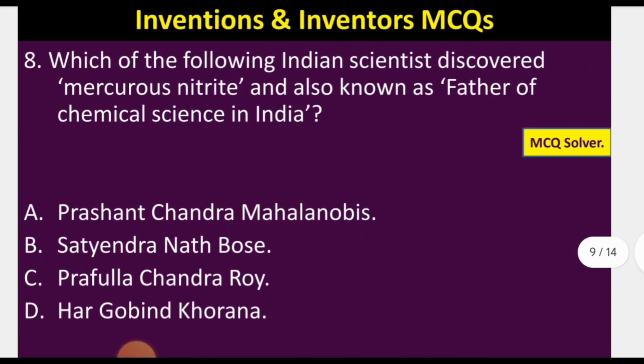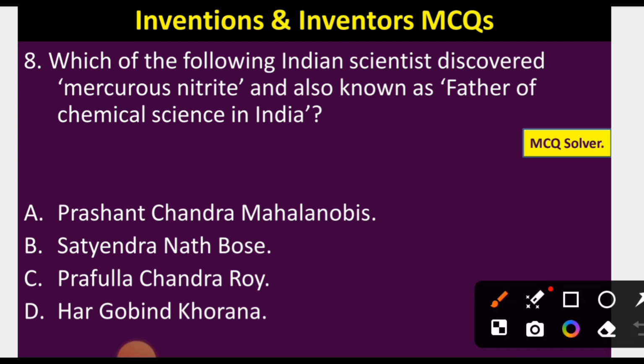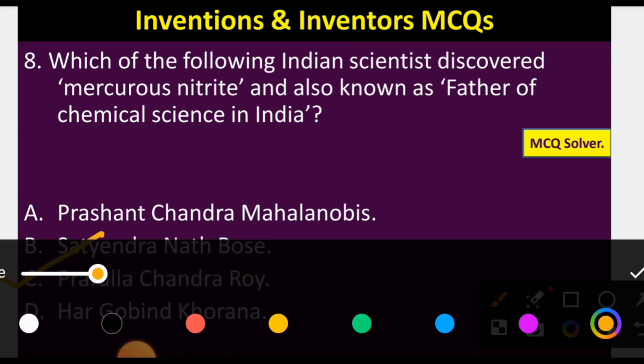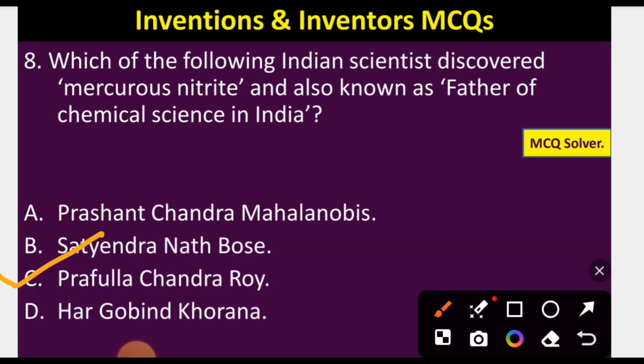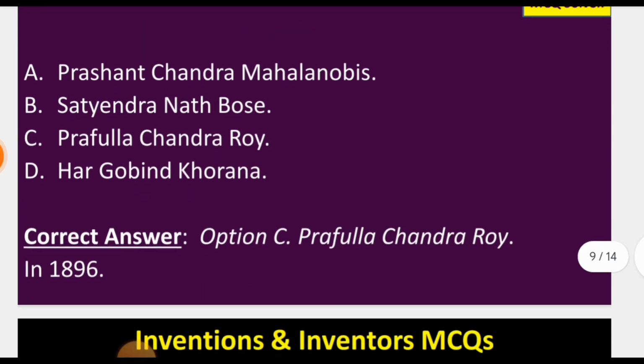Now let's come to question number 8. Which of the following Indian scientists discovered mercurous nitride and is also known as the father of chemical science in India? The correct option will be option C, that is Prafulla Chandra Roy. So he was the scientist who discovered mercurous nitride, and he is also known as the father of chemical science in India. So C is the correct option, and he discovered this in the year 1896.